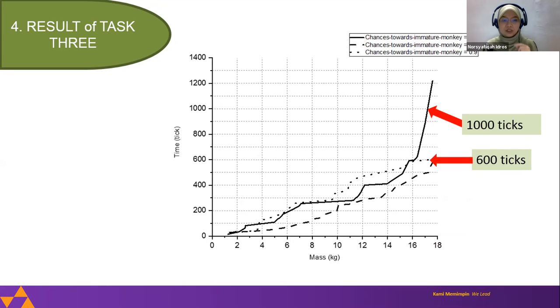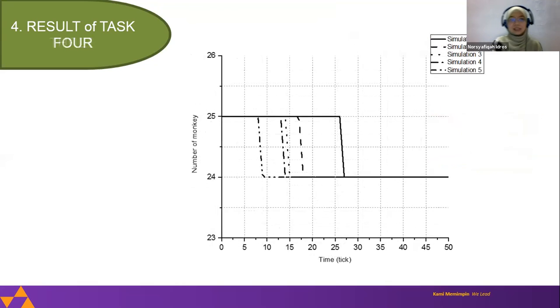This happened because when the weight of chances is at 0.3, the probability of the chimpanzee hunting a mature monkey is low. And the last one is the result for task 4, which is when the chimpanzee is hungry.